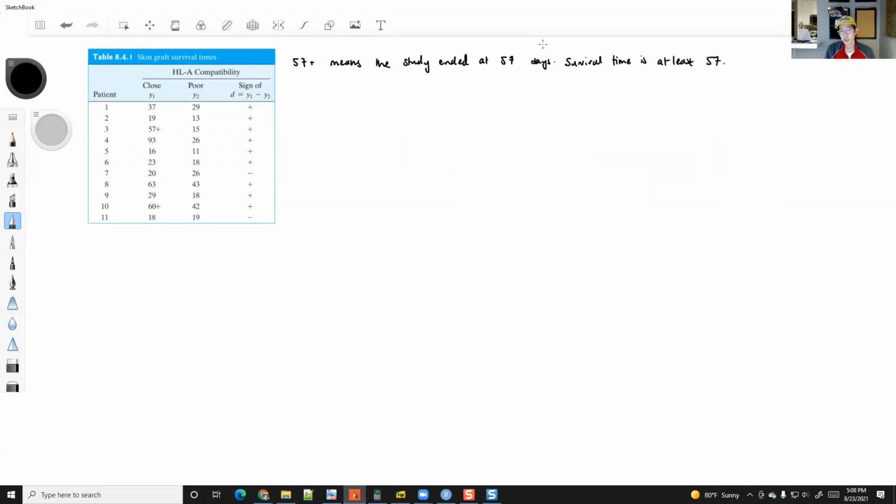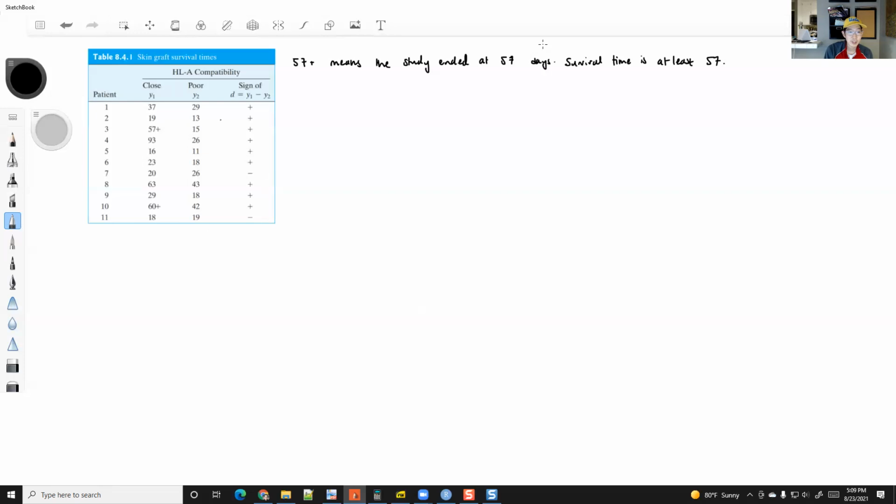It's at least 57. It could be 58. It could be 95. It could be 150. We don't know. We just know that the number is at least 57. Same thing with this measurement. This person, the poor skin graft lasted 42 days, but the close match skin graft lasted at least 60 days. We don't know how long it lasted, but it lasted at least 60 days.